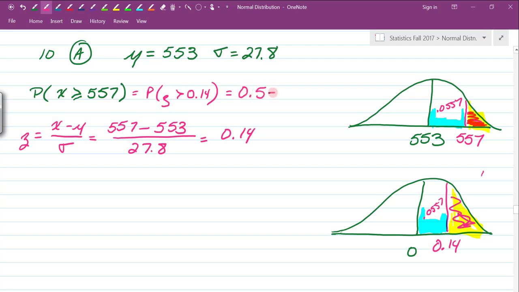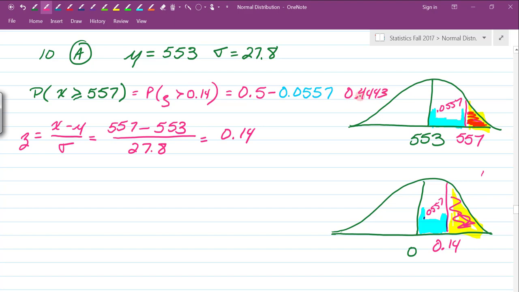And if this whole area equals 0.5, if I subtract off this area here in blue, what do I have left? I have the area in yellow, which is the area that I need. So then I'm going to subtract off the area in blue, which is 0.0557, and that's going to give me the area in pink that I'm looking for, which is this area right in here. So we grab our calculator and we punch that in, and we find that that is equal to 0.4443.